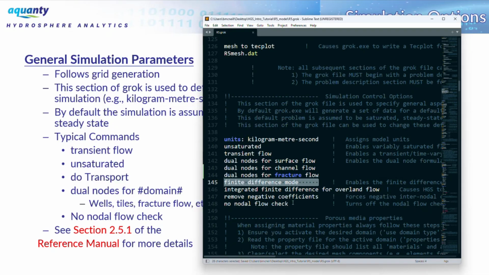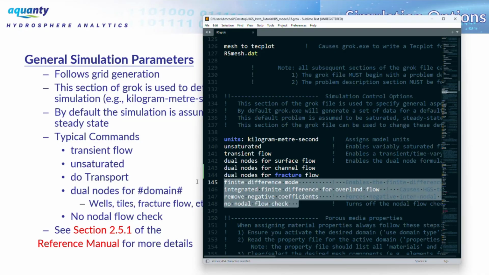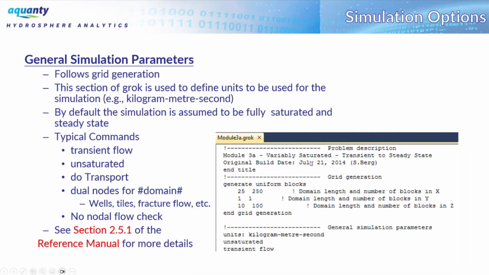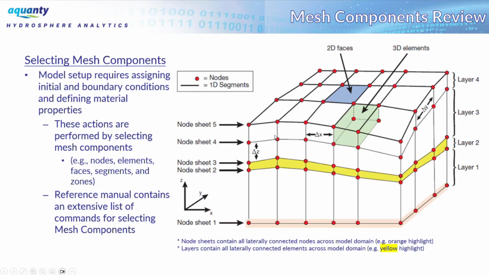This finite difference mode, integrated finite difference for overland flow, remove negative coefficients, and no nodal flow check, these are generally recommended for all models. They are in general just going to make the model a little bit more numerically stable and or improve model runtimes. You can look into what these actually do in the reference manual, of course, but in general, we recommend including everything that you've got listed here. So that section of the grok file is quite simple.